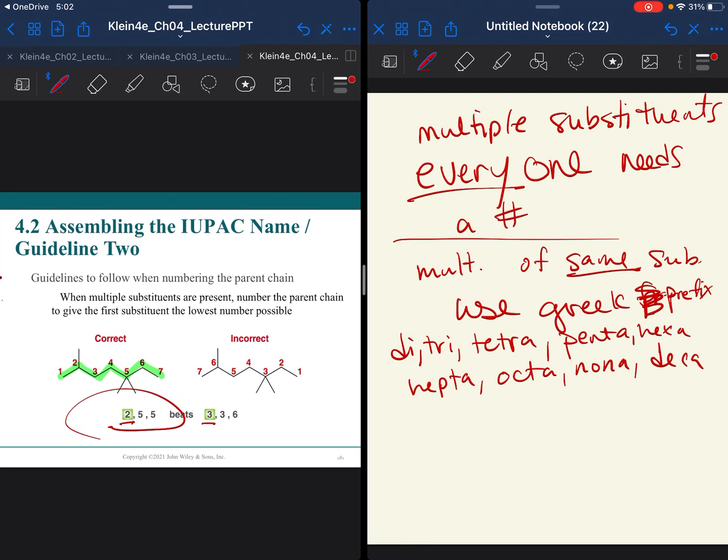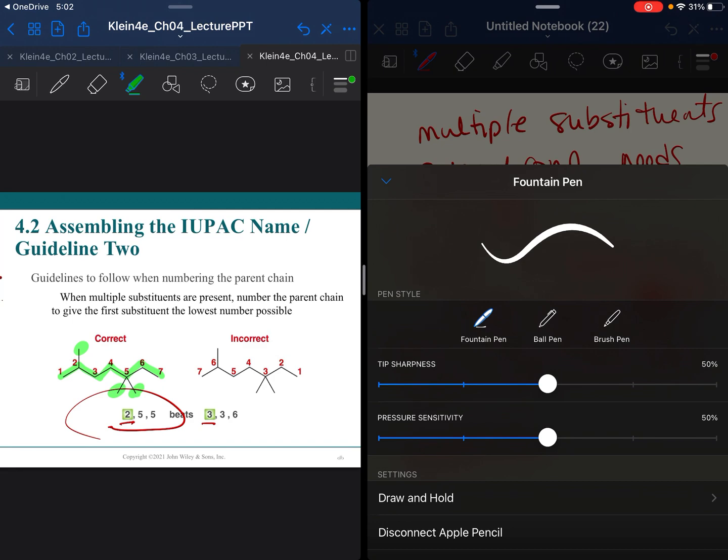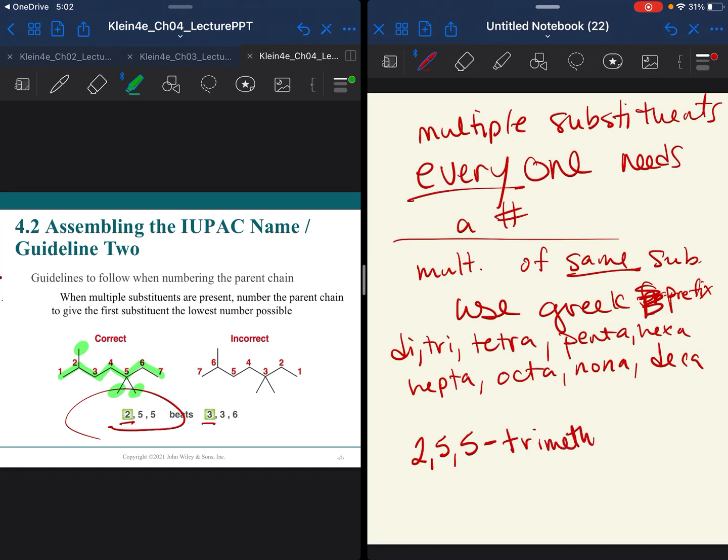So if we're going to name this, and I'm just going to write it over here because I've got room, I have 2, 5, 5. Numbers are separated by commas. Numbers and letters are separated by dashes. So 2, 5, 5, and I have 3 methyl groups, right? I've got 1 carbon, 1 carbon, 1 carbon. 2, 5, 5, trimethyl, and then I can put my parent, heptane.